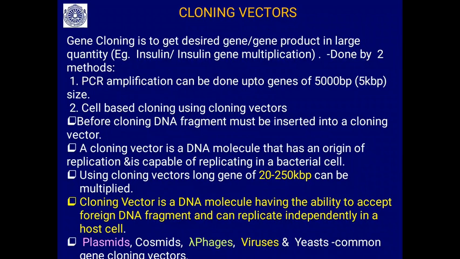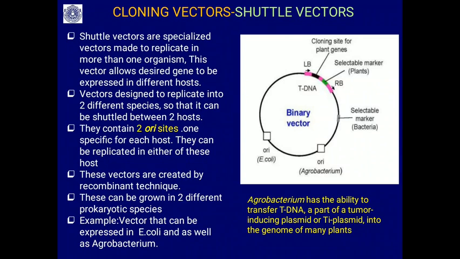A cloning vector is a DNA molecule that has an origin of replication and is capable of replicating in a bacterial cell. Using cloning vectors, long genes from 20 kilo base pairs up to 250 kilo base pairs can be multiplied. The popular cloning vectors you have studied already are different types of plasmids, cosmids, and lambda phages. Today you are going to study the cloning vector called the shuttle vector.